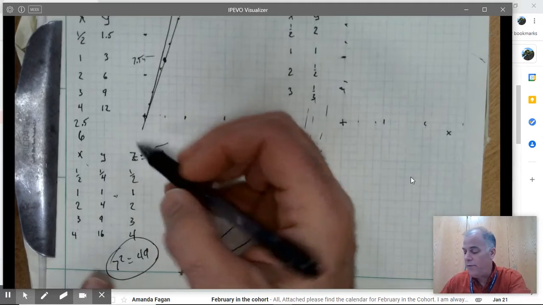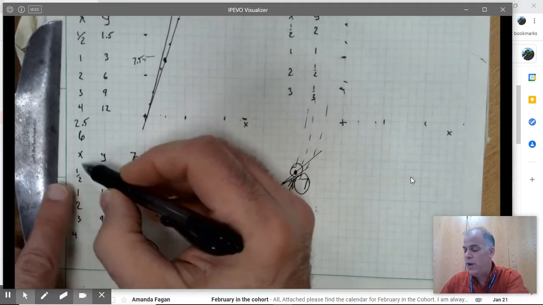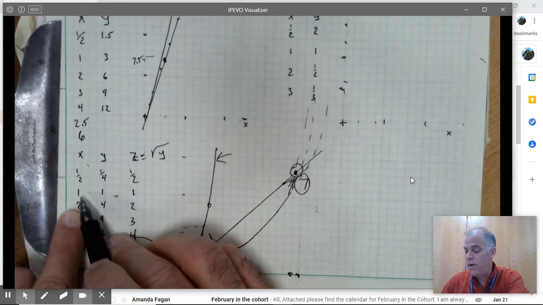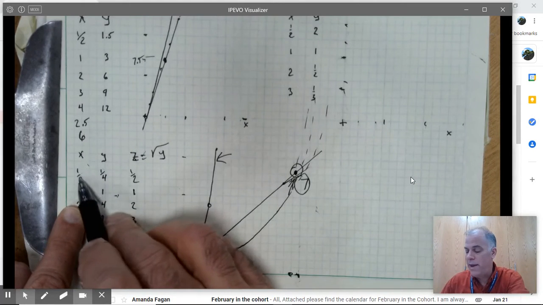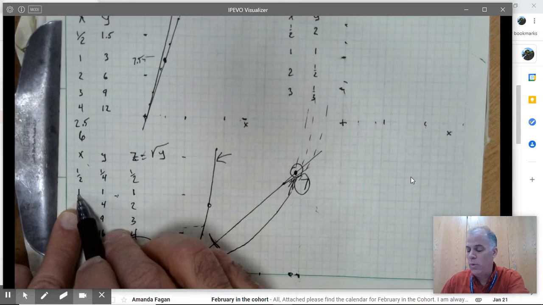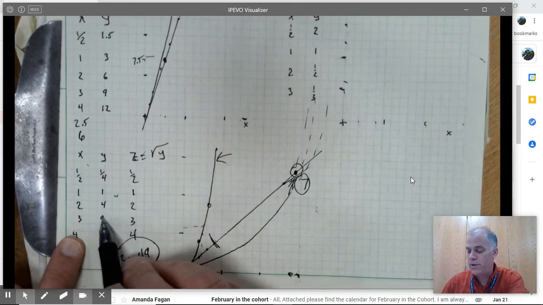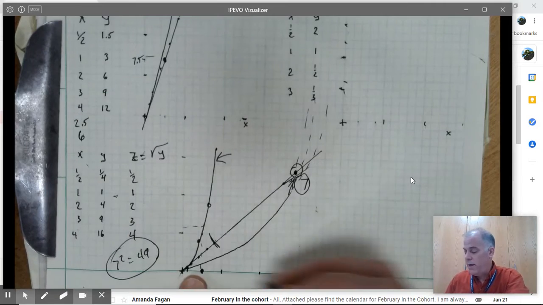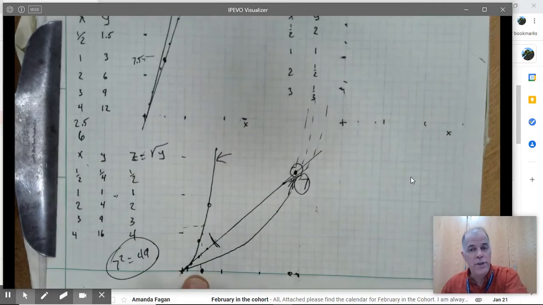We could also have, instead of taking the square root of y on this, we could take x squared. And x squared would be 1/4, 1/2 squared is 1/4, 1 squared is 1, 2 squared is 4, 3 squared is 9, and so on. And again, we'd have a linear graph because the horizontal and vertical values would be the same.